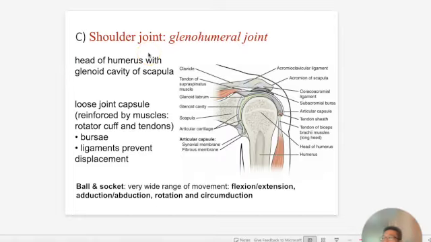Shoulder joint, called the glenohumeral joint. This is the one with the largest range of motion, but it's offset by stability. Again, we've seen some of these bursas. Bursas are in between skin and bone, so they limit friction. It's a ball and socket joint with all kinds of motion in there, right?